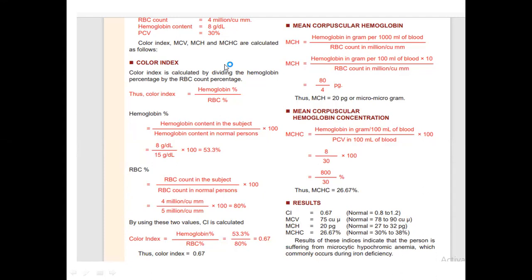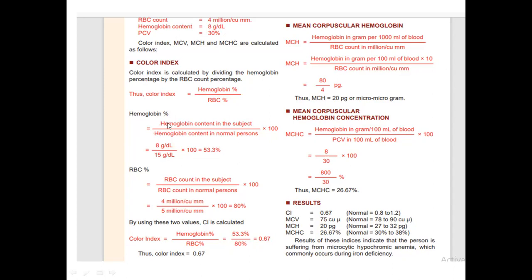Now, what is color index? Let's see how to calculate color index. We already said, from our previous definition, that color index is the ratio of hemoglobin in percent divided by the red blood cell in percent. So to calculate color index, you divide the hemoglobin percentage by the red blood cell count percentage. And we have assumed that our patient has 4 million red blood cells, 8 grams per DL of hemoglobin, and 30% packed cell volume. So if we do that, what are we going to get?